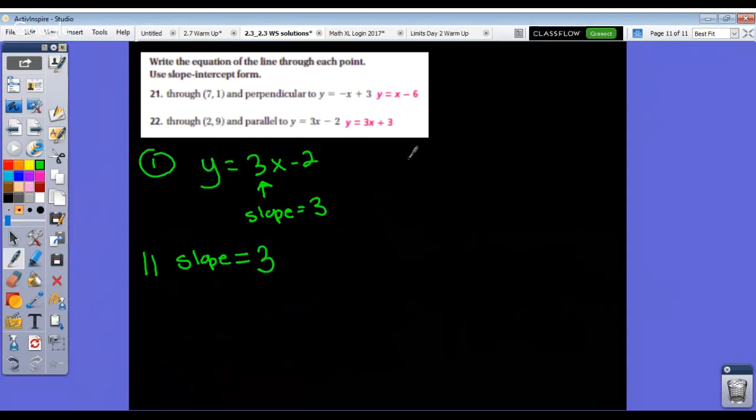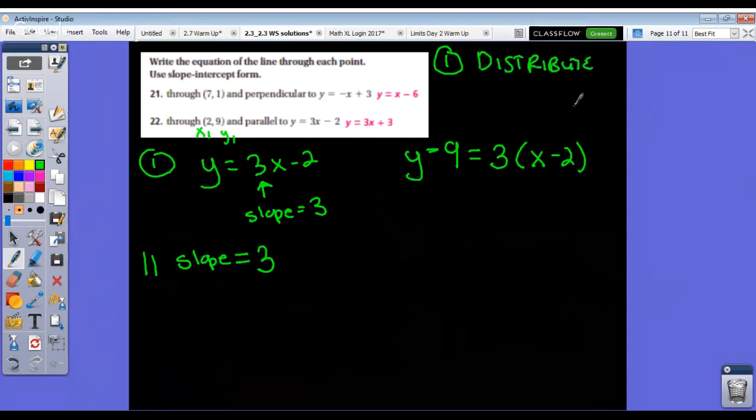And just like before, we're going to write it in point slope form. So I'm going to take y minus, I'll go ahead and label, I've got an x1 and a y1. So I have y minus 9 is equal to 3 times x minus 2. And again, if it said point slope form, we'd be done, we could circle our answer. But it says slope intercept form. So again, the first step is to distribute. So I'm going to take that 3 and multiply it through. Get y minus 9 is equal to 3x minus 6.